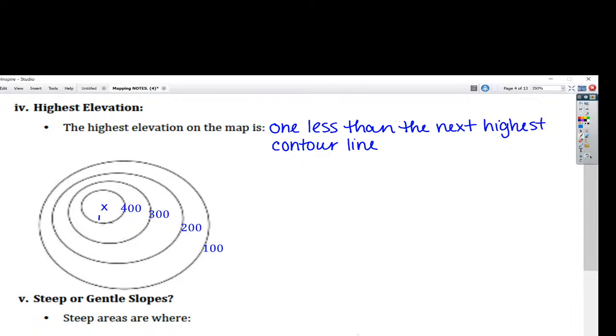Okay? So, if I want to figure out what is the highest possible elevation at X, I need to use this idea. So the rule is this: 1 less, so -1, than the next highest contour line. So step 1, what would be the next highest line? If I drew one inside the 400, what would the value of the line be?